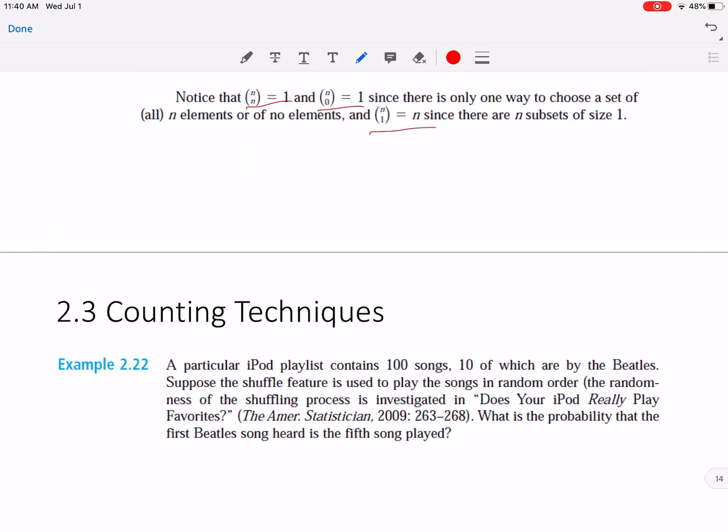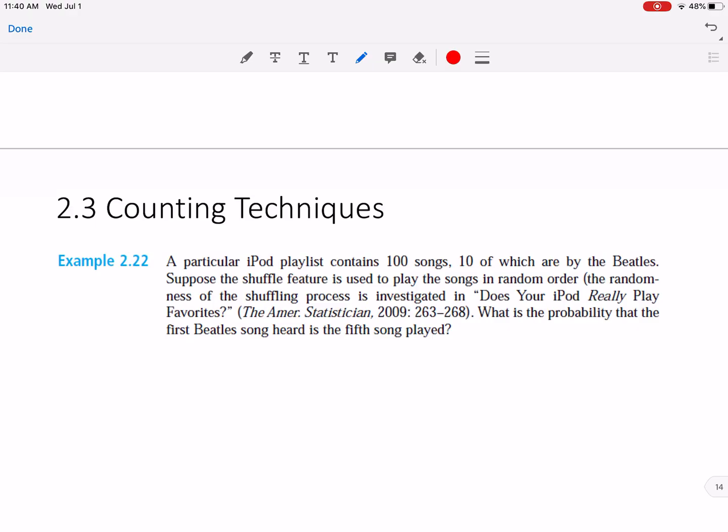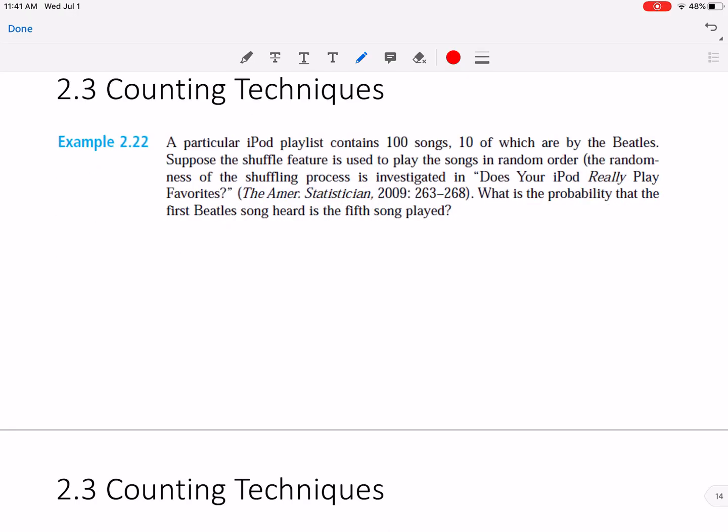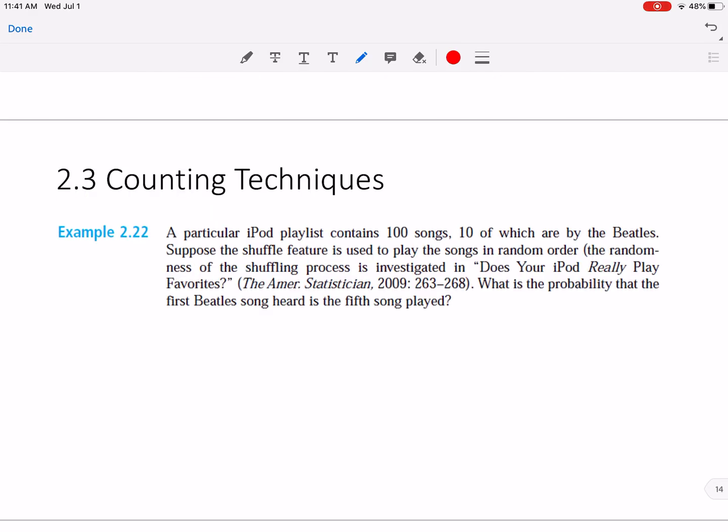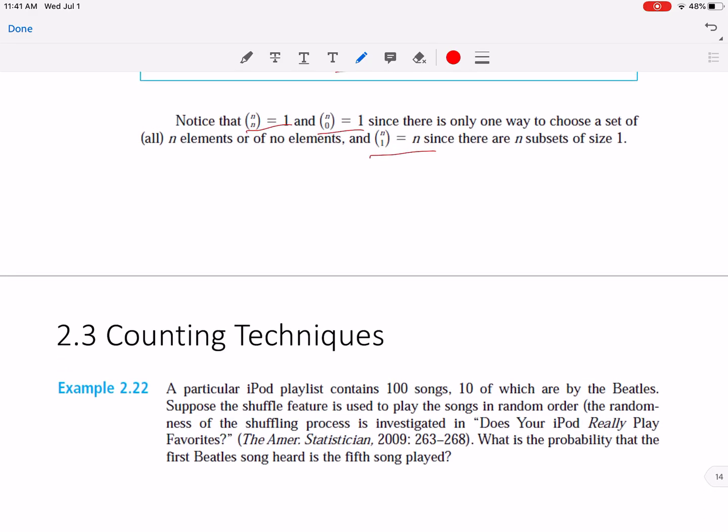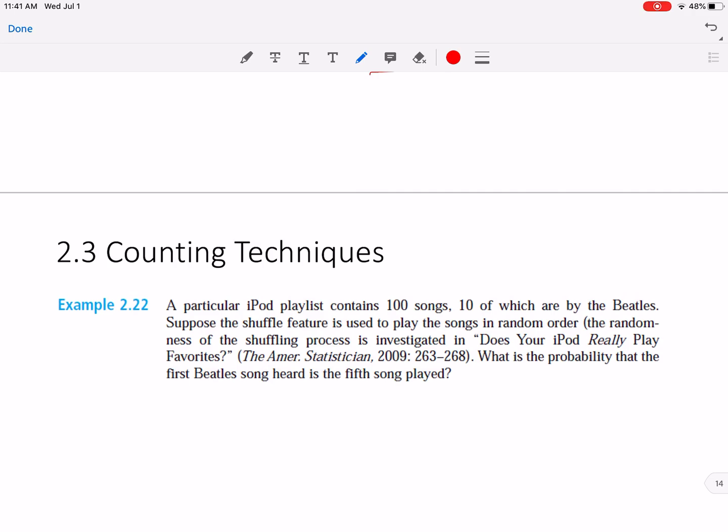Right, once we see the difference between the permutation and the combination, let's take a look at those 2 examples, and I think those 2 examples will make everything clear. The problem says a particular iPod playlist contains 100 songs and 10 of them are by the Beatles. Suppose the shuffle feature is used to play the songs in a random order. The randomness of the shuffling process is investigated by this: does your iPod really play favorites? What is the probability that the first Beatles song heard is the fifth song played?